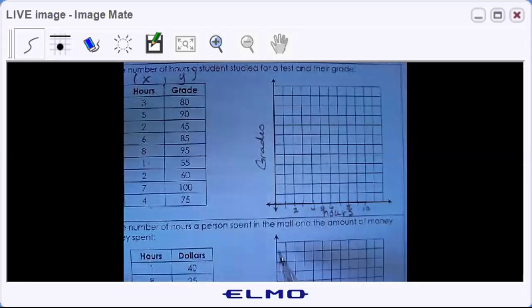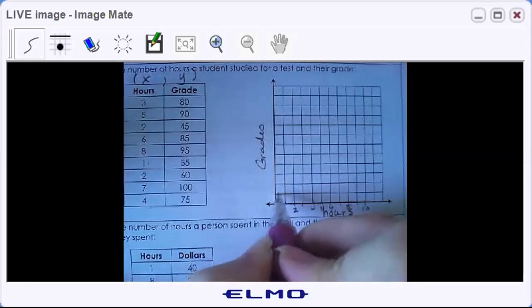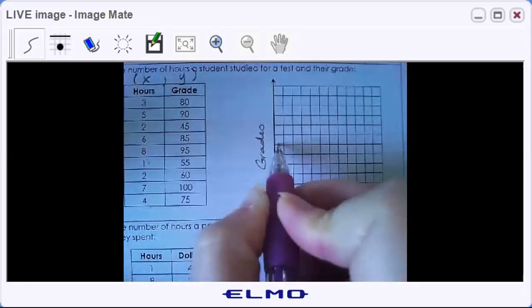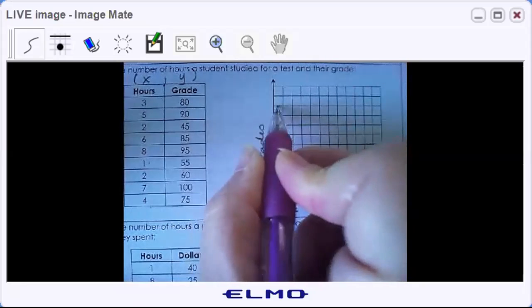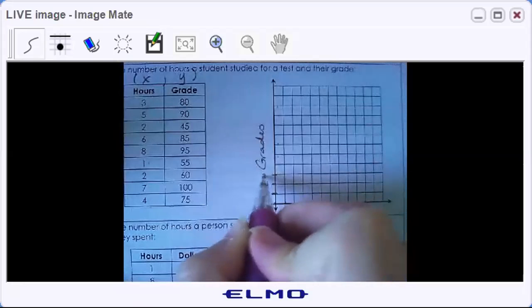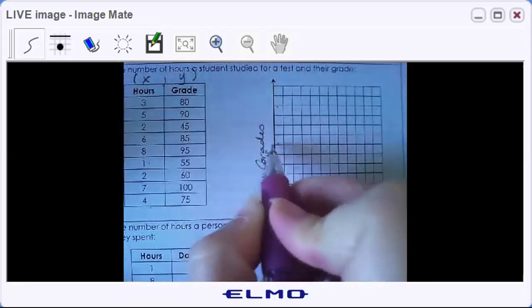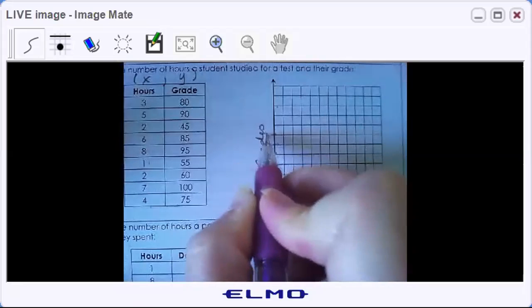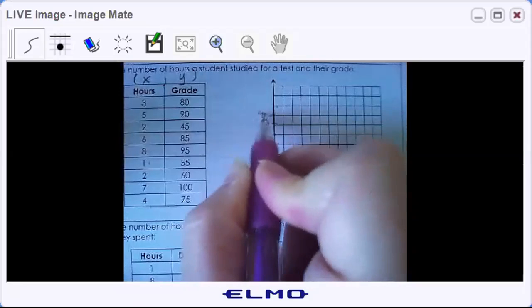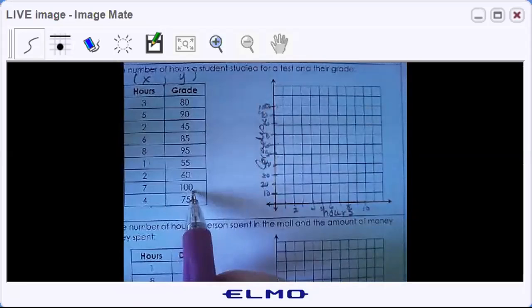Grades, I went by ones down here, but you've got to go from 0 to 100 with grades. So what are you going to do? I think I'm going to do this in, see how many I've got, 1, 2, 3, 4, 5, 6, 7, 8, 9, 10. So I'm going to do this by 10. So that would be 10, 20, 30, 40, 50, 60, 70, 80, 90, 100. Now we're going to have to do a little estimating here because not all of them are on the zeros, but let's look at this.